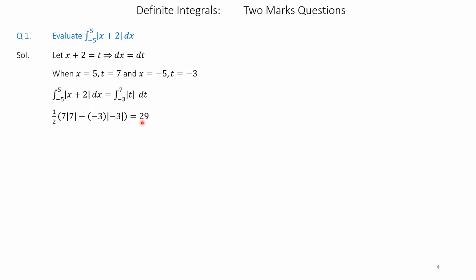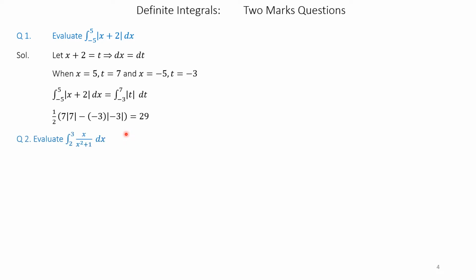As I am explaining, some of the items I have not written in the slide. So when I am reading it, please note down and write how we got 7 into 7 and minus 3 into mod of minus 3. This explanation, you write it, you can elaborate it further.